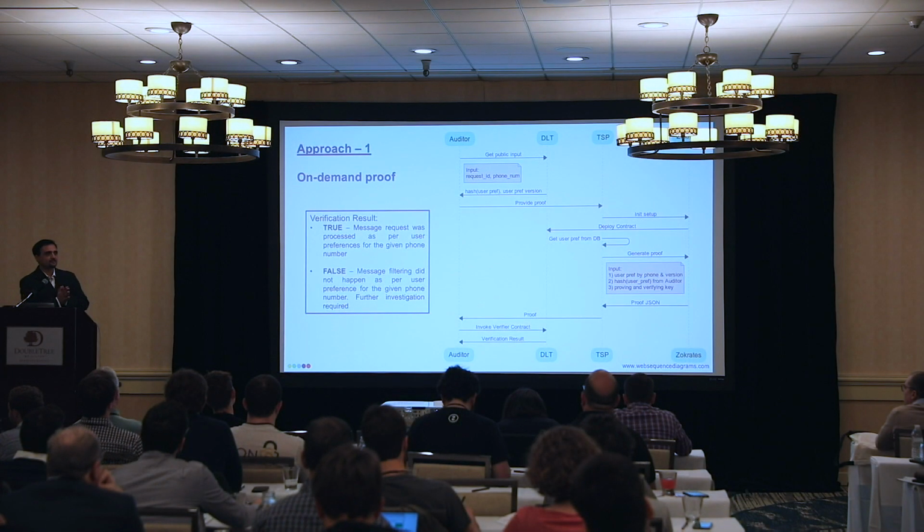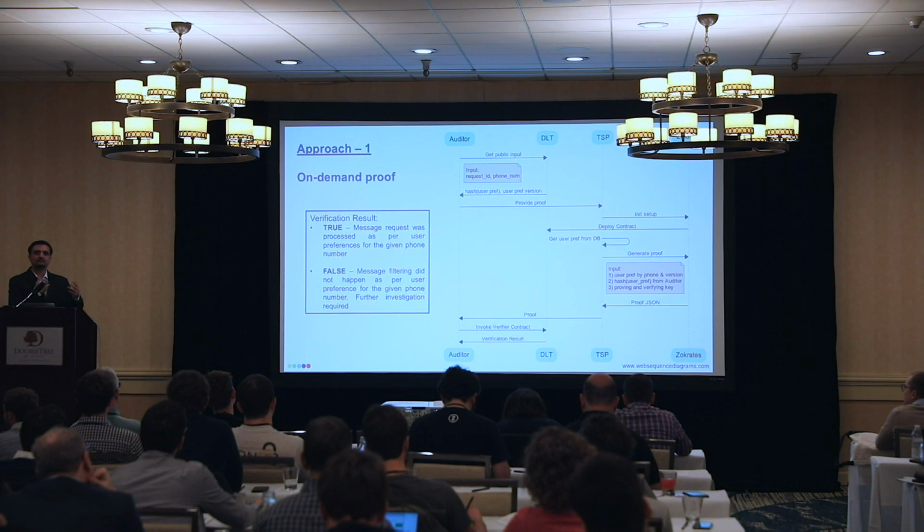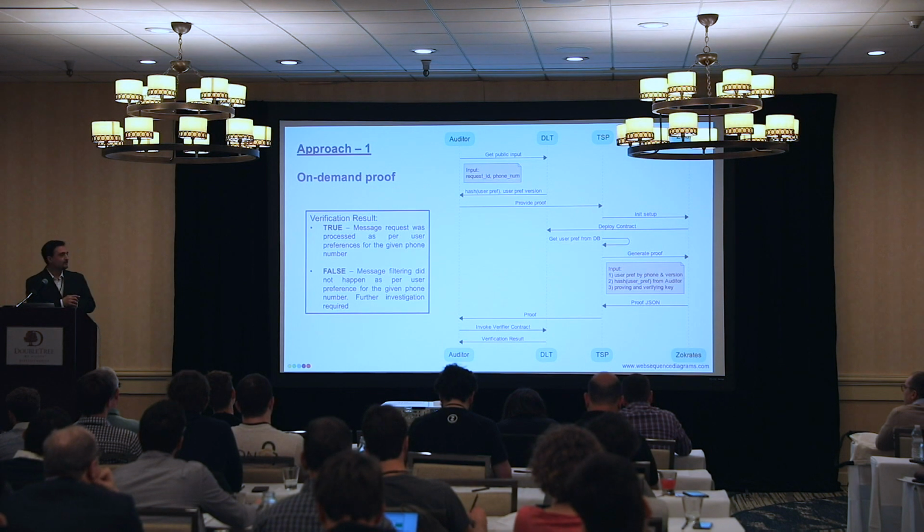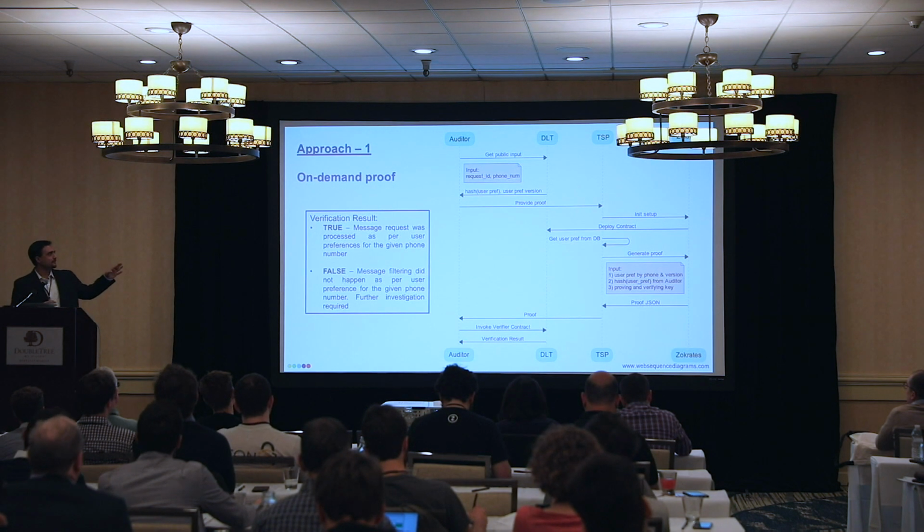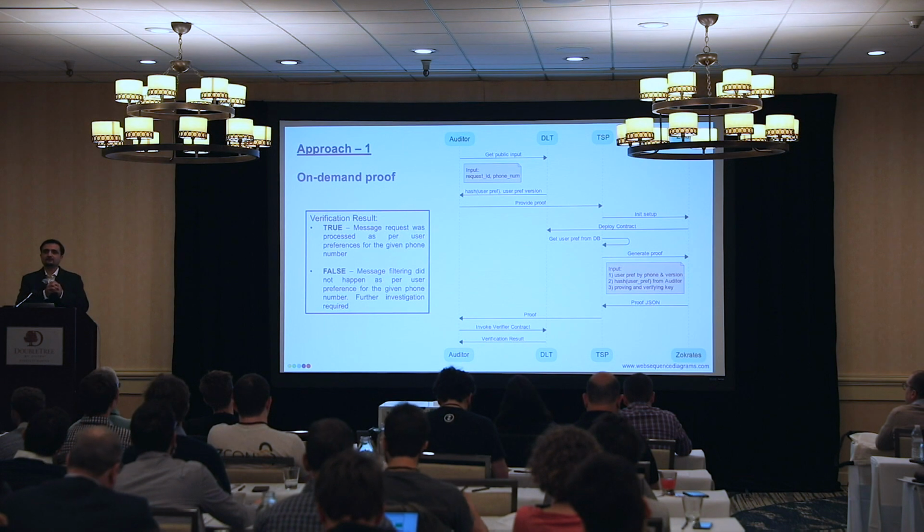The next step is setting up the ZoKrates framework. That is a one-time activity which can be done for any prover and verifier combination. Once that setup is done, the prover is going to provide the private input. In this case, the private input will be all the user preferences related to a particular phone number. The private input is going to be compared with the public hash that was stored on DLT.